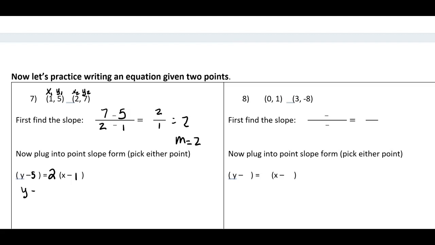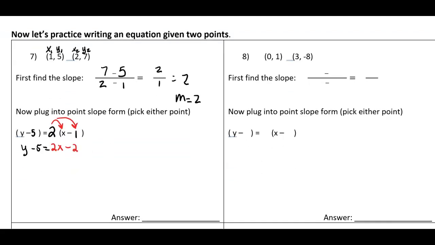So y minus 5 is equal to, let's distribute, 2 times x and 2 times negative 1. So 2x minus 2. Make sure you're keeping track of those signs. And now we just add 5 to both sides. Those are gone. So now I got y is equal to 2x plus 3. So I have a slope-intercept equation where I start at 3 and then I go up 2 and right 1, or down 2 and left 1.